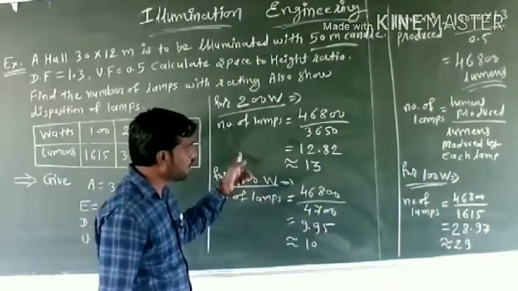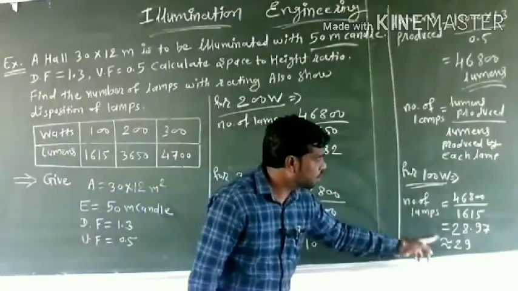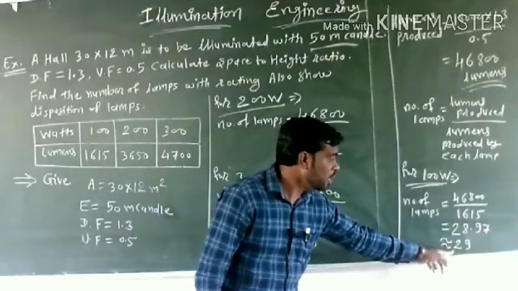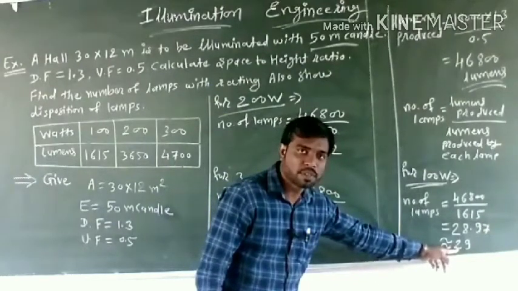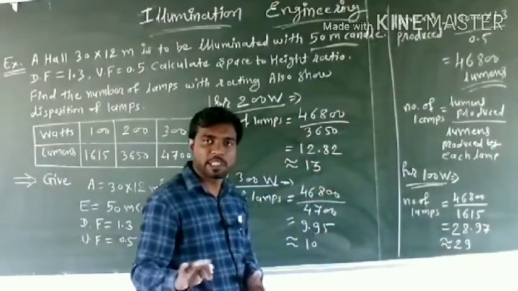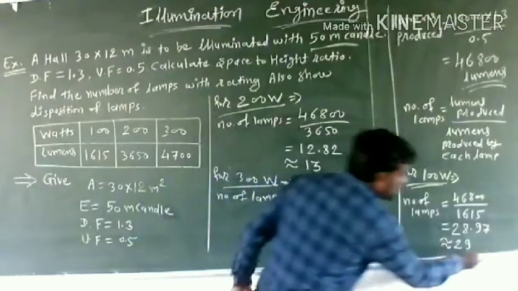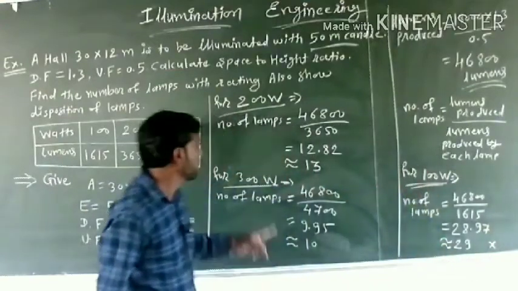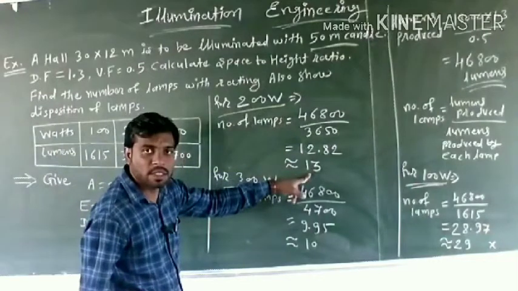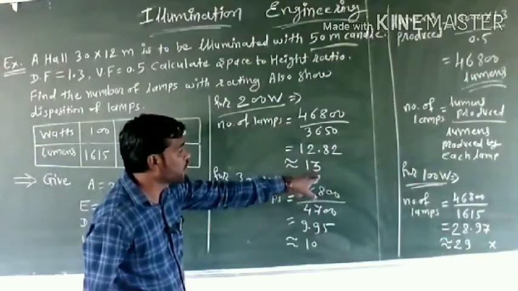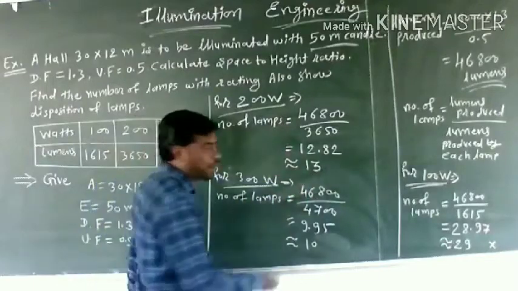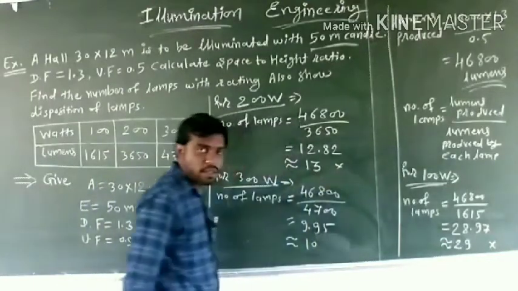Here, first for the 100 watt lamp, the total number of lamps is 29. But we cannot easily distribute 29 lamps so that uniform distribution of light can take place, so this is cancelled. Next, for the 200 watt lamp, the number of lamps is 13. Again, we cannot uniformly distribute this number, so again this is cancelled.